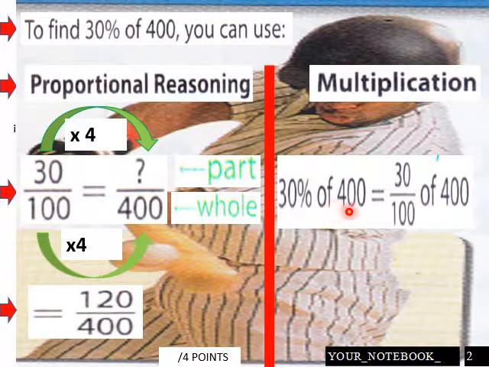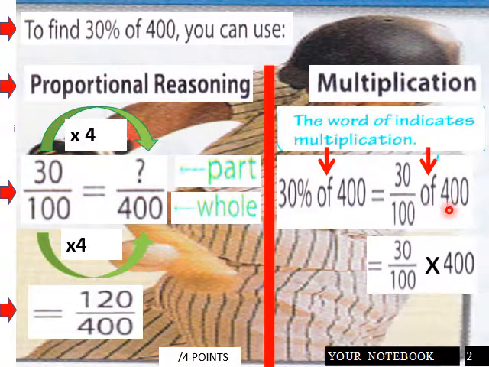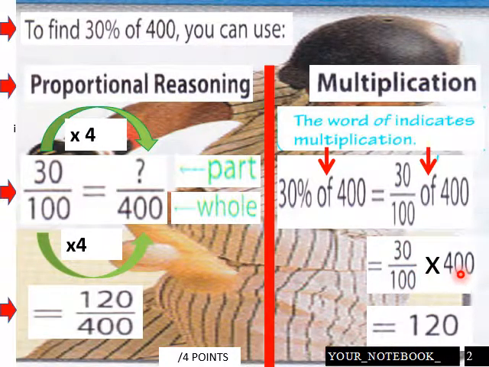Now multiplication, 30% of 400 would be the same thing as 30 over 100 of 400. So to do that mathematically, first we have to understand that the word of indicates multiplication. So 30 over 100 of 400 would be the same thing as 30 over 100 times 400. And that, of course, is 120. 30 times 400 would be 1200 over 100. When you simplify, you get 120.